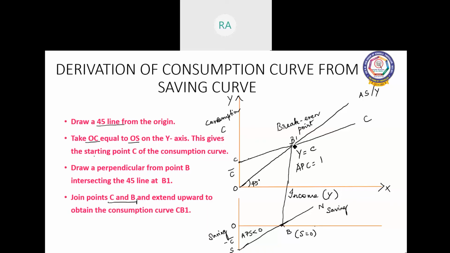And this point below the B1, or we can say when it is left side of B1, this is the point where the consumption expenditure is greater than income. This is the consumption line and this is the income line. When consumption is greater than income, it means there is dissaving. And here when income is greater than consumption, it means there is saving in the economy. Hope it is very clear how we have derived consumption curve from savings curve.